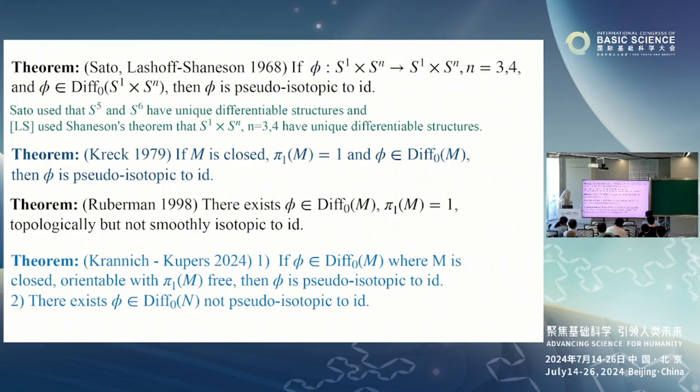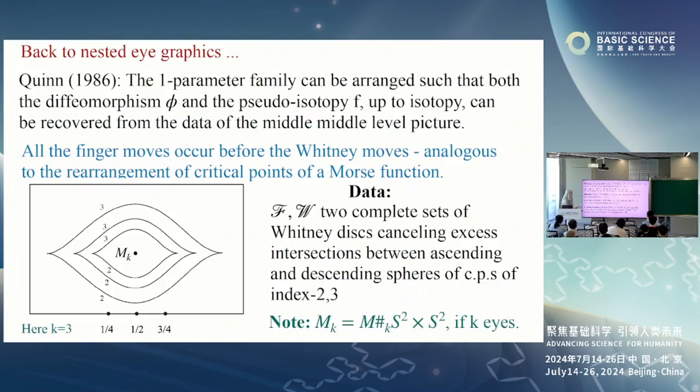So finally, I want to mention Kranich-Cooper's very recent result, where the fundamental group is free and the manifold's closed and orientable, then homotopic to identity implies pseudo-isotopic to identity. And he also showed there are diffeomorphisms not pseudo-isotopic to identity. So, right, there's some things to think about. But let's get back to taking Hatcher-Wagoner to another level.